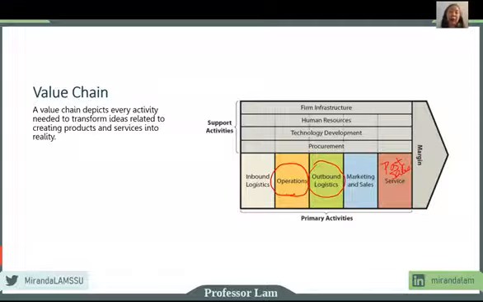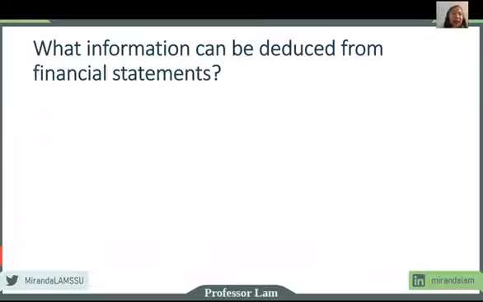So, for example, a firm that pursues a product and service differentiation strategy may put more emphasis on marketing and sales, and also post-sales service, relative to a cost leader. A cost leader may focus on the operations and the delivery part to make sure that they minimize their cost relative to a product differentiation firm. So as I said, in this course we're going to focus on the financial statements, but we're going to link information from the financial statements to a firm's operating strategy.